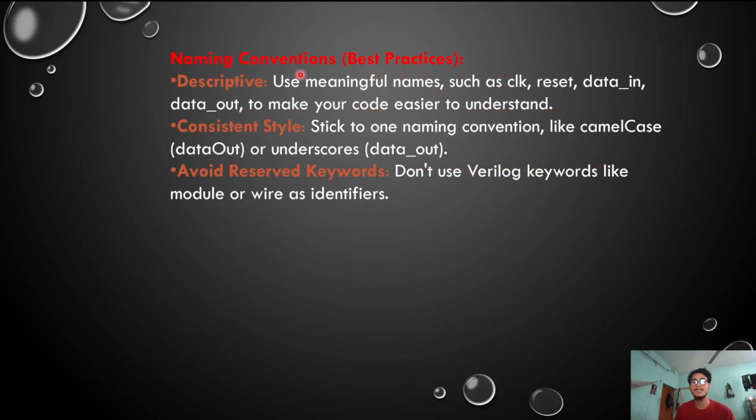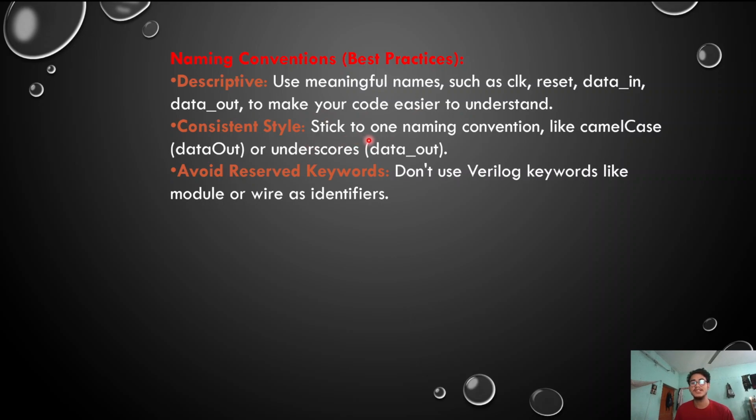Naming convention for best practice. We can use descriptive, consistent style, avoid reserved keywords. Descriptive: use meaningful names such as CLK for clock, reset for reset, data underscore in for input data, data underscore out for output data, to make your code easier to understand.